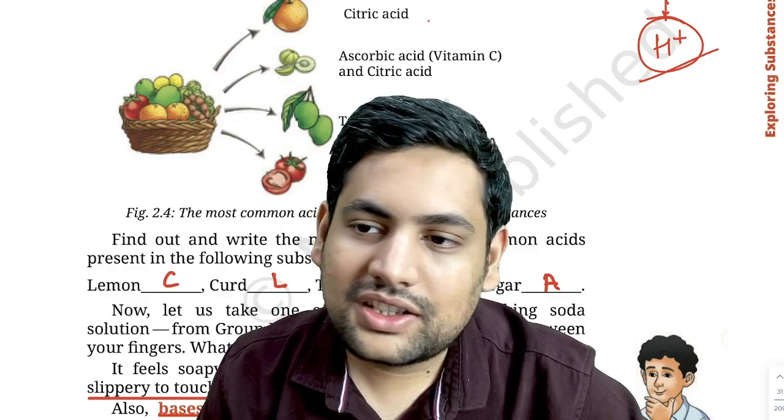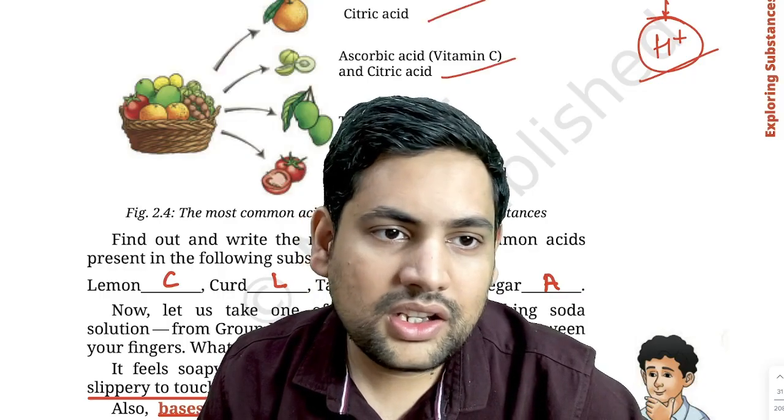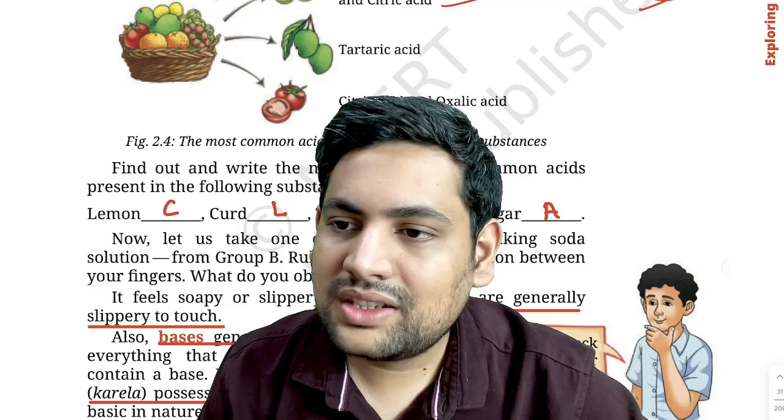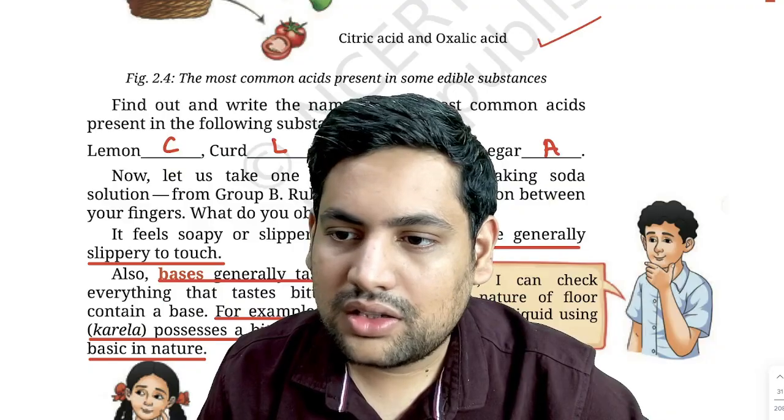So this has citric acid, this has ascorbic acid and some citric acid. Then this is raw mango. Raw mango has tartaric acid. Then this tomato has citric and oxalic acid.